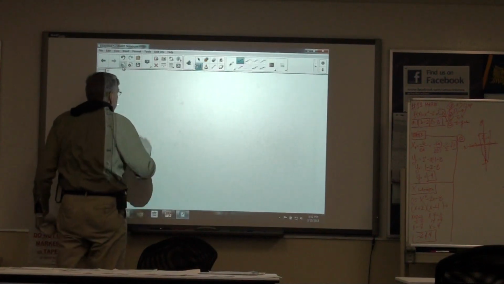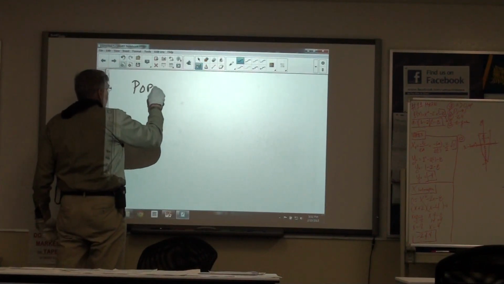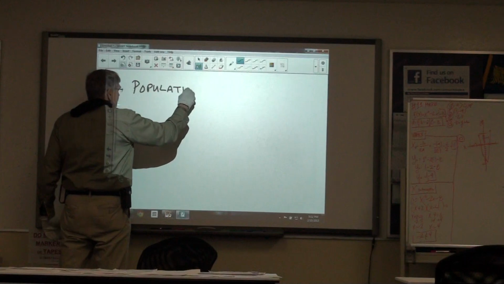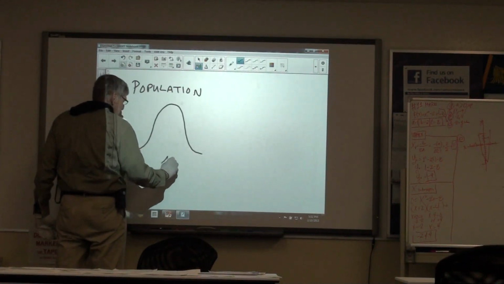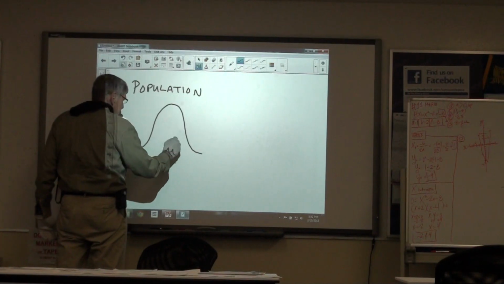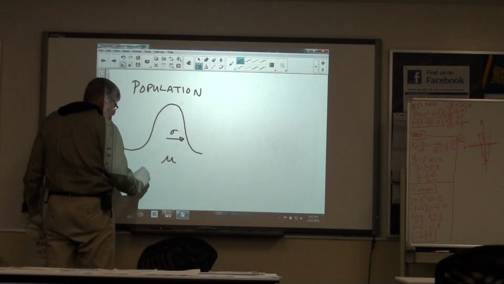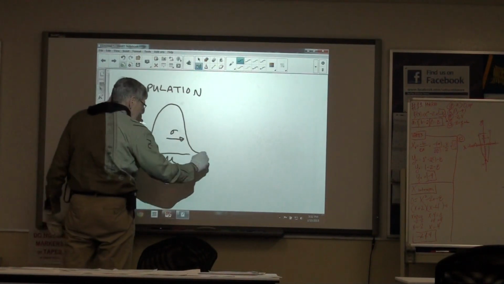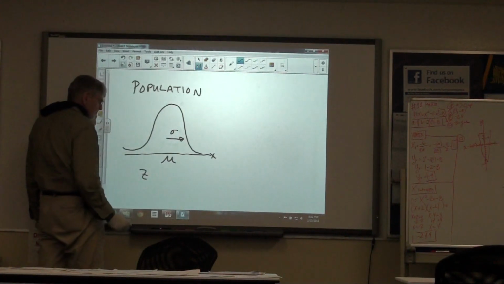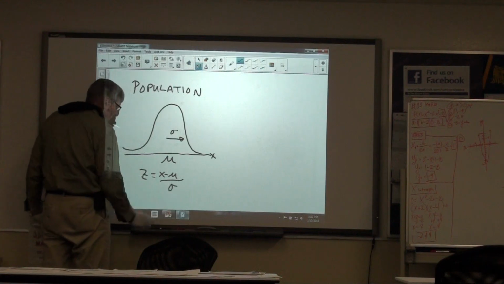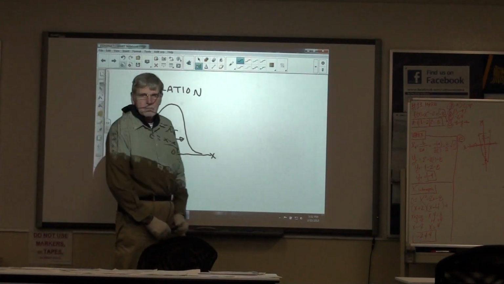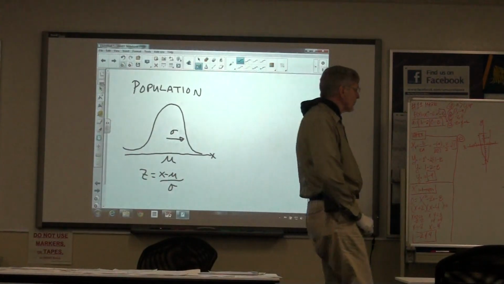Okay, so this population was the one we used last week to solve for Z. Now, we're going to assume it's bell-shaped. It's not always bell-shaped. So it has a mu value and it has a sigma value. And it has a data line x. You're measuring x's. So z is equal to x minus mu over sigma.